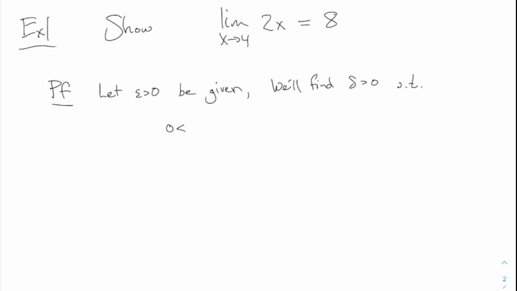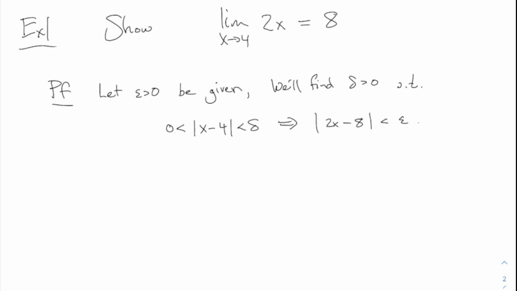and then I write, this time it's 0 less than absolute value of x minus... now you've got to put things in their right positions. What goes here? The 4, yeah, x is getting close to 4. So what you write here is the distance from x to 4, which is this absolute value, less than delta implies, and then over here it's f of x minus L. f of x is 2x, minus L is 8, less than epsilon. All right.